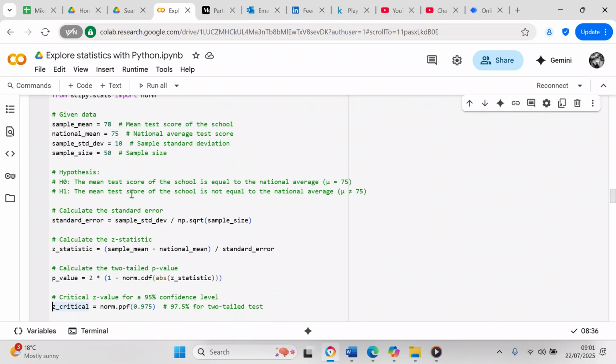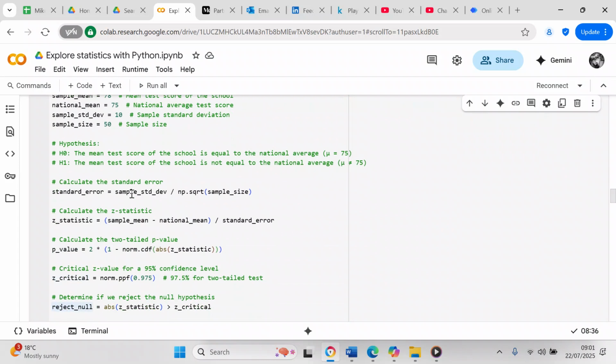Now we're going to calculate our p-value on a two-tailed test. So p-value equals 2 times brackets 1 minus norm.cdf, and CDF stands for cumulative distribution function, brackets abs, which stands for absolute value, brackets z-statistic.